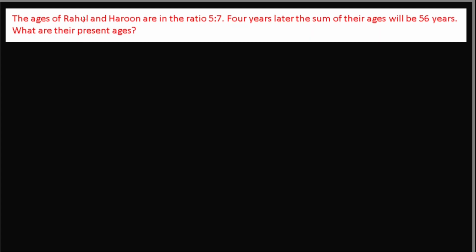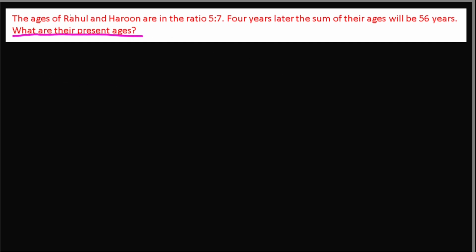Next word problem is, the ages of Rahul and Harun are in the ratio 5:7. 4 years later, the sum of their ages will be 56 years. What are their present ages? So let us start by solving from the last question. What are their present ages?